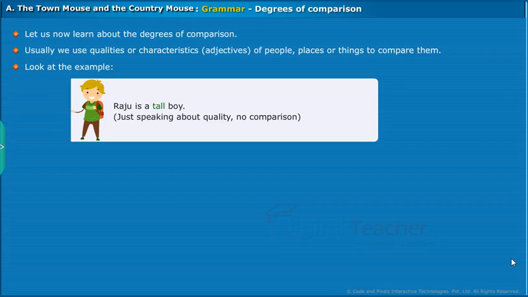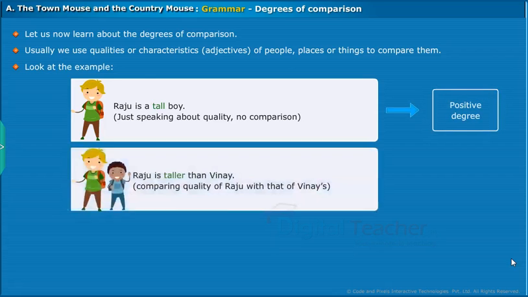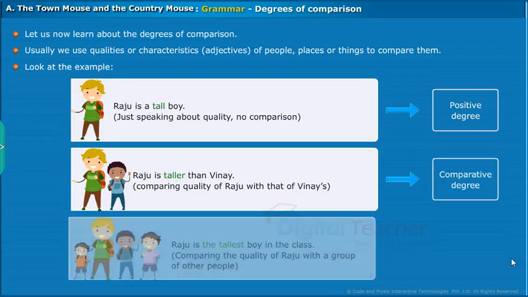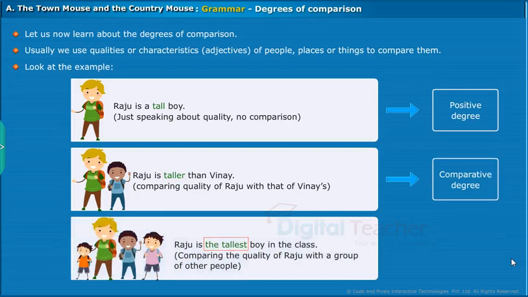Just speaking about quality, no comparison. So, it is positive degree. Raju is taller than Vinay, comparing quality with other person. So, it is comparative degree. Raju is the tallest boy in the class, comparing the quality with a group of other people. So, it is superlative degree.